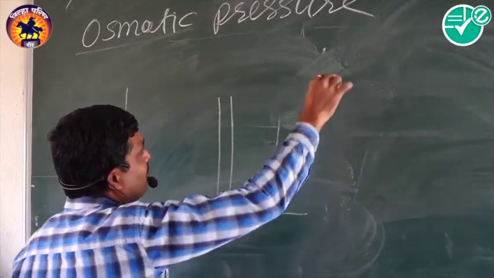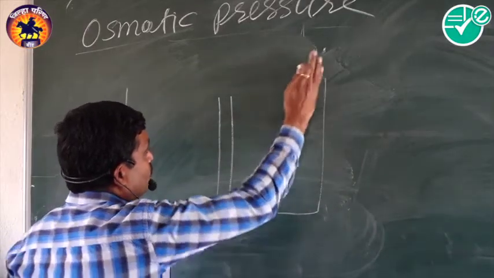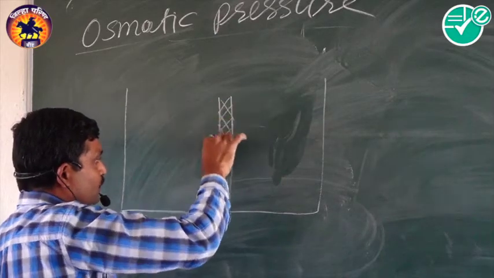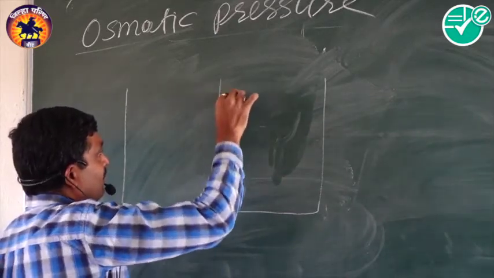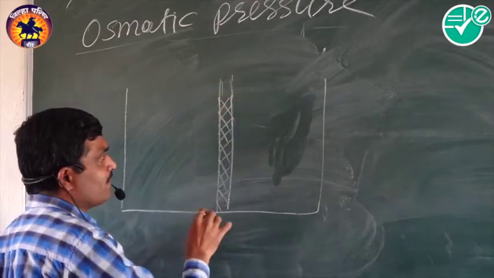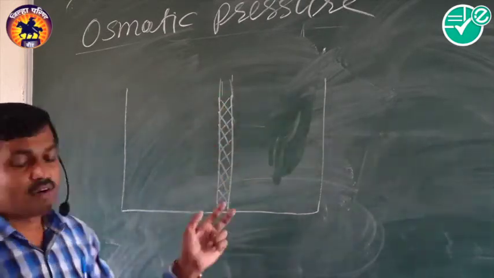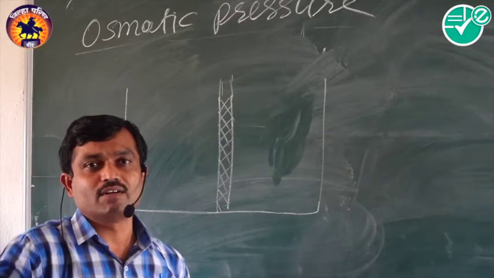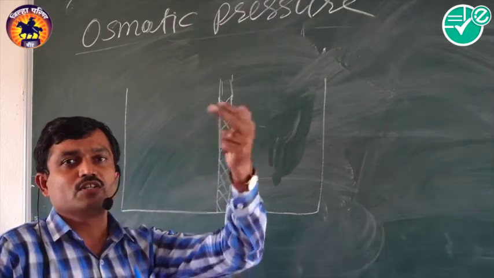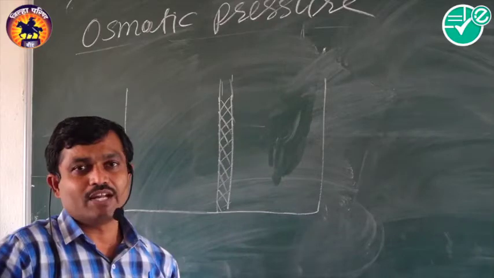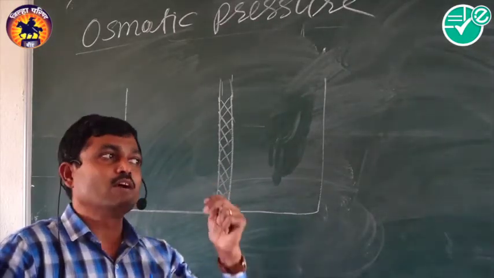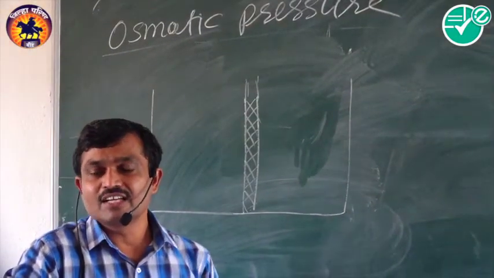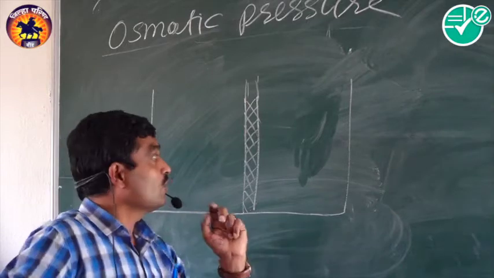the solvent particles through the semi-permeable membrane. This is a semi-permeable membrane. The flow is called osmosis, or the flow of the solvent from lower concentration to higher concentration. So the flow of solvent molecules from lower concentration to higher concentration is called osmosis. So what happens here?